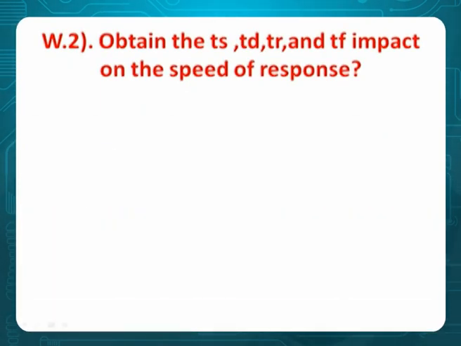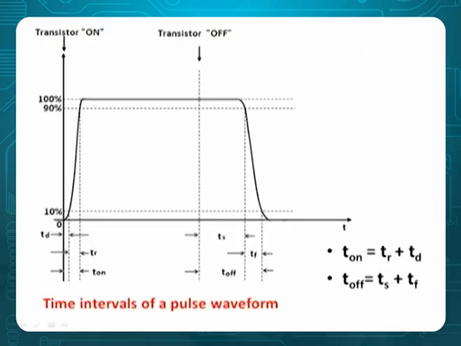Problem 2. Obtain storage time, delay time, rise time, fall time and their impact on the speed of response. I want to show you how it happens. For example, this is delay time, 0 to 10%. 10 to 90% is rise time. So if you add these two, you will get a switching time. That's what you see. Look here.